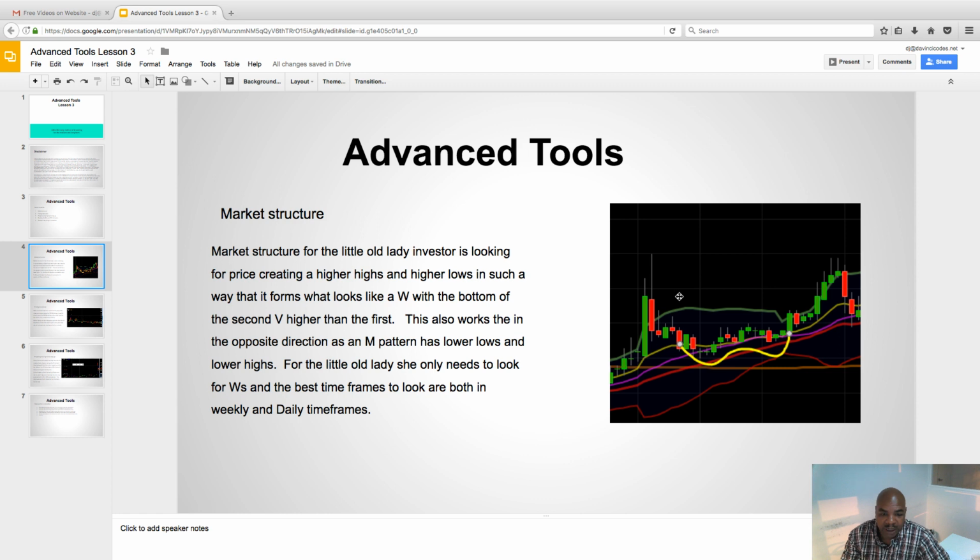Once it actually breaks this last top here in the W, then you know it's taken off, to the moon. But the key thing to remember is that this V of the W has to be lower than this V of the W right here. So this V of the W is a little bit higher. So, higher lows and higher highs makes for a bull market. So this is why you're looking for this kind of pattern.